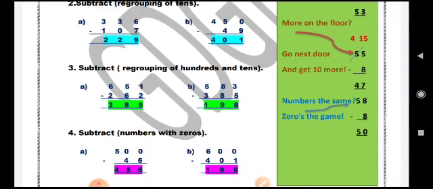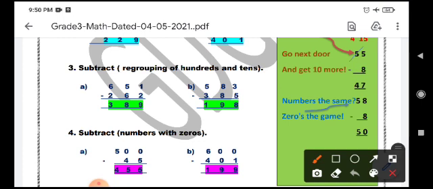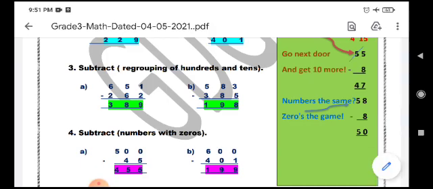Now next is numbers the same, 0 is the game. Here having 8 and 8, these are the same numbers, equal numbers, and when you take out 8 from 8, you will get 0. 8 minus 8 is 0. You will remember this rhyme.